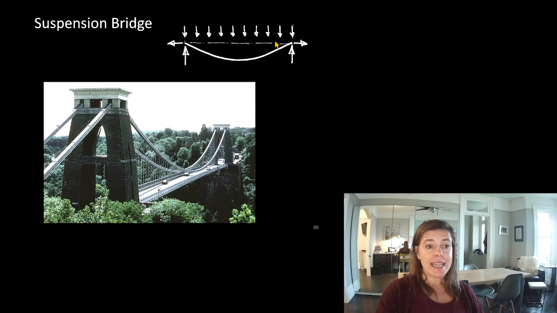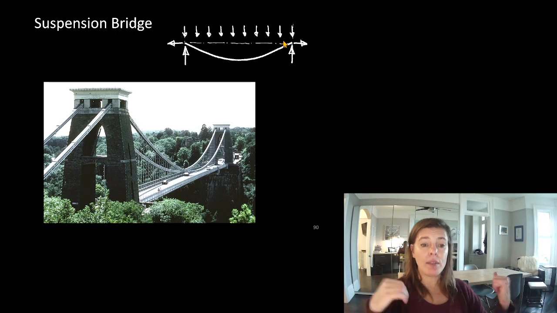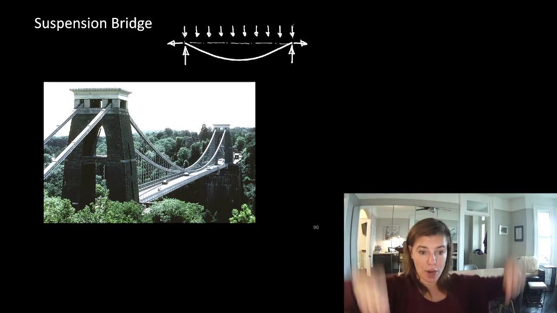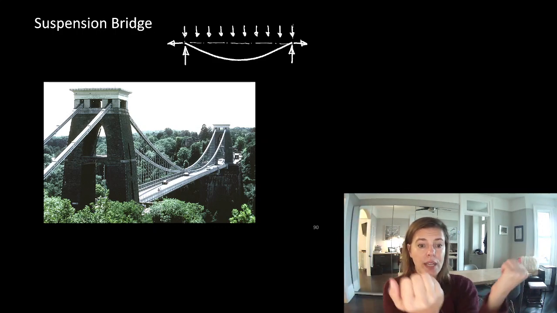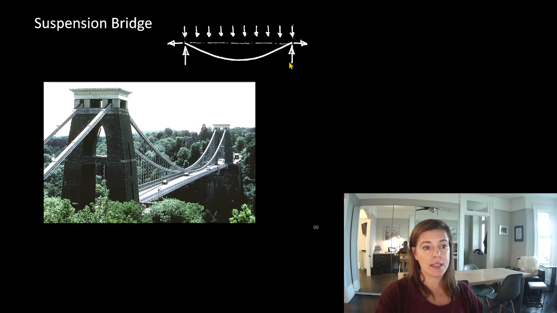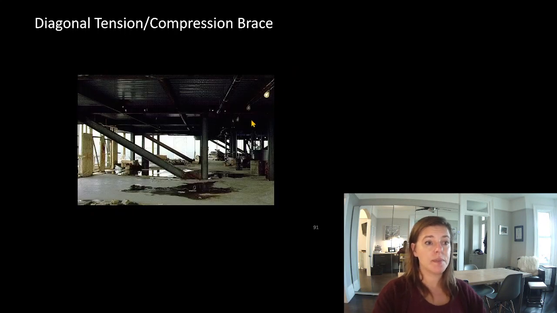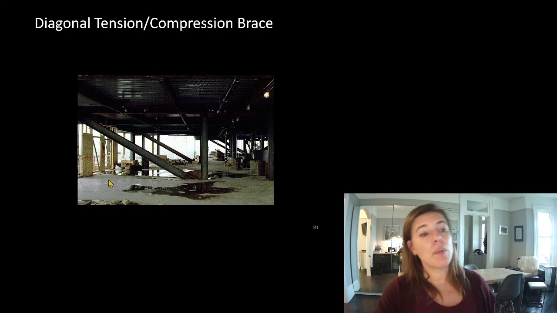Suspension bridge is the same thing, but inverted. So instead of a thrust, there's a pulling force. So there's a compression load down, but also a pulling force on those supports. Next, diagonal tension and compression braces.